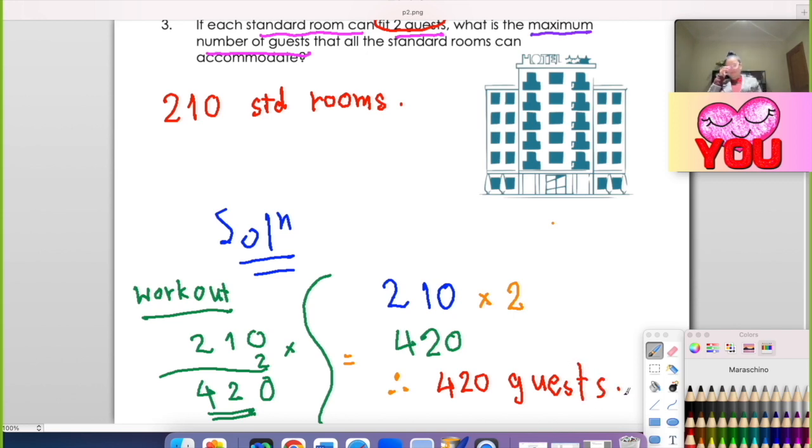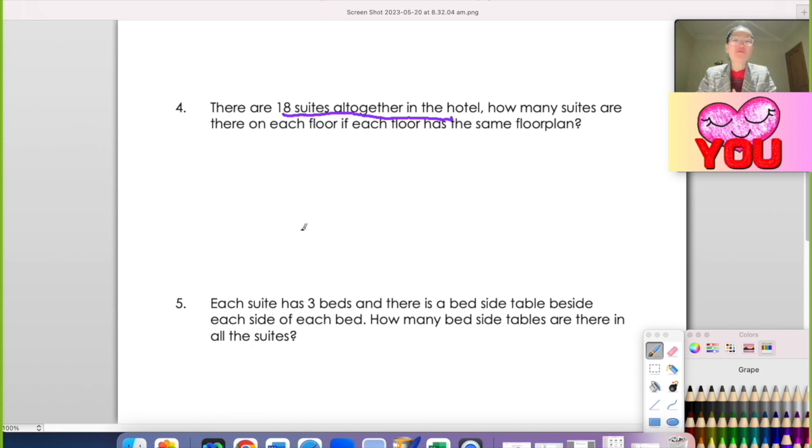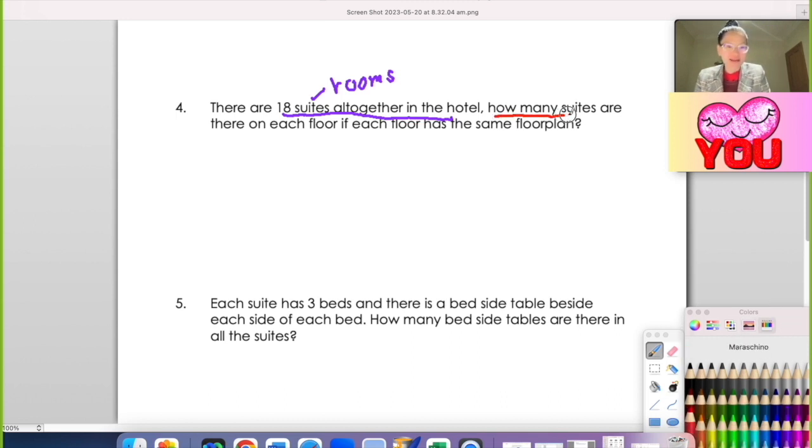Yep. 1, 2, 3, go. Number 4. There are 18 suites. Suite means a room. All together in the hotel, how many? What do they want you to find? They want you to find how many suites there are on each floor if each floor has the same floor plan. 18 suites, how many suites on each floor? There are 18 all together in the hotel. Okay, I think I got the idea.